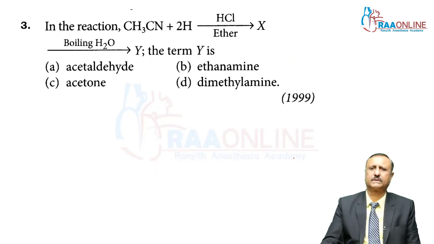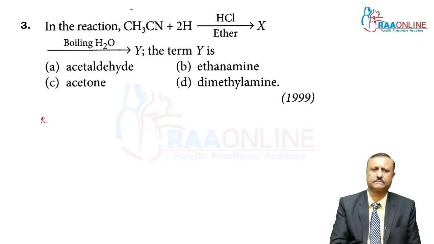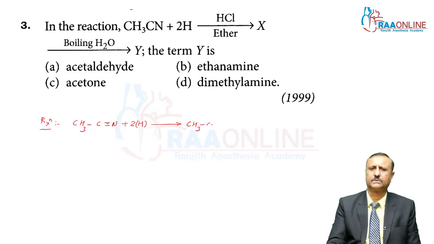My dear students, this is question number 3, which was asked in the 1999 NEET exam. Here you can see the conversion reactions. When CH3CN is reduced by 2H, nascent hydrogen obtained from HCl, you can get CH3CH=NH. These hydrogen atoms are attached to this carbon atom as well as that carbon atom. So you get CH3CH=NH, and this compound is called an aldehyde.